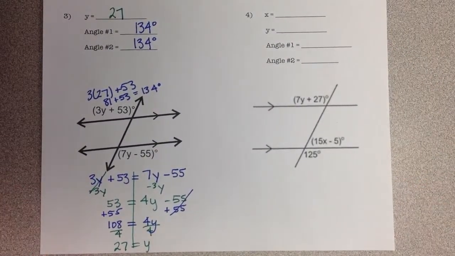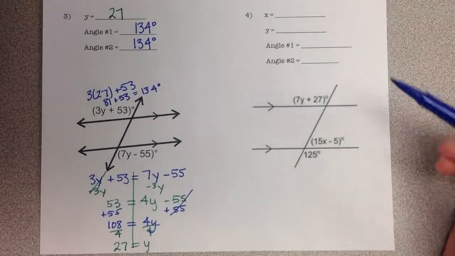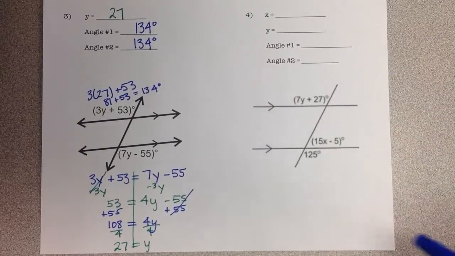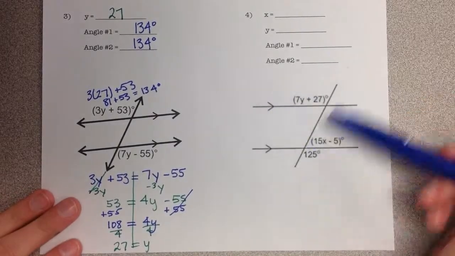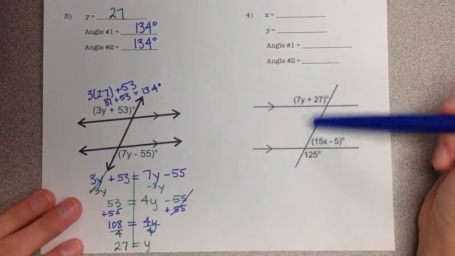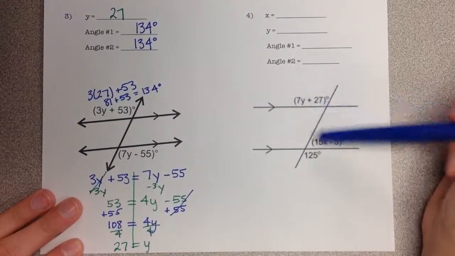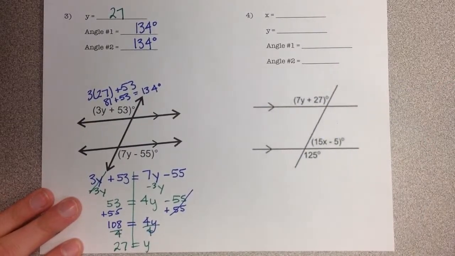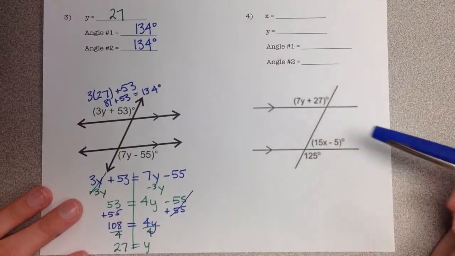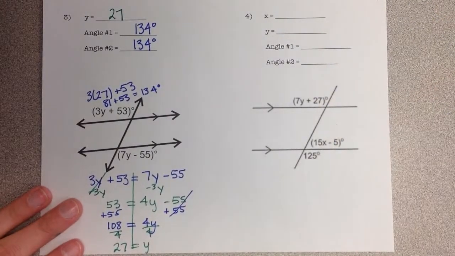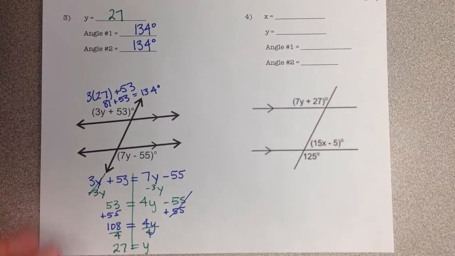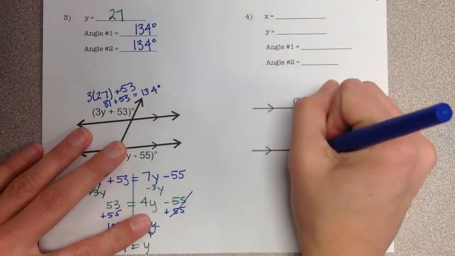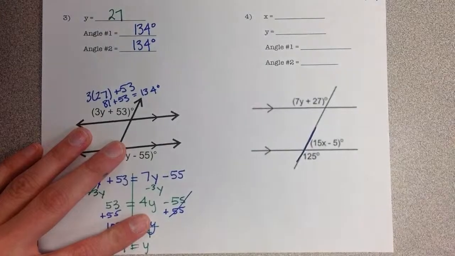All right, number 4, we want to find the value of x and y, and then the two angle measures. So, again, we've got these parallel lines and our transversal. These two are not congruent. They are not alternate interior or exterior angles, because this one's on the inside, this one's on the outside. So we should know then that they are actually supplementary. But what I'm going to use is this straight line right here. That's where I'm going to start first.